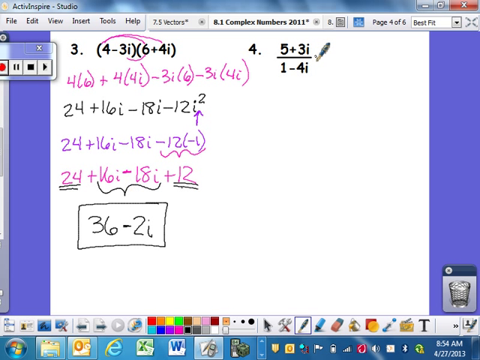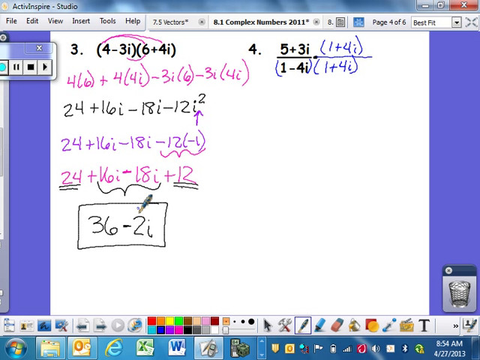Now when you're dividing, you cannot have an imaginary number on the bottom. It's kind of like you can't have a radical on the bottom. Same principle. Complex conjugate is the idea that we want. And I look at the bottom. Complex conjugate just means that you change the sign. So I'm going to multiply top and bottom by the conjugate. Alright? So 1 plus 4i. So what that's going to end up doing is on the bottom you should get just a number. And on the top it's going to look very similar to what we just got done doing here. So you kind of tie it all together.